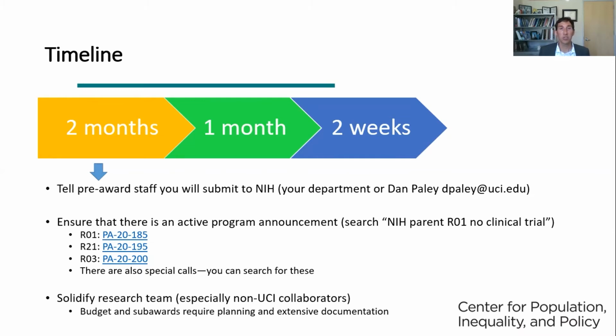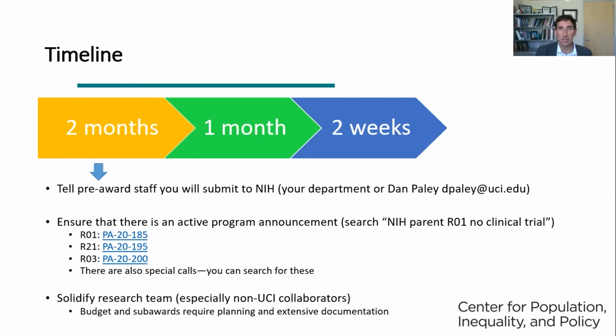And then you want to ensure there's an active program announcement. I give you some of the links there. You can always double check. These are the parent calls. So I tell you what to search just to make sure that NIH is still offering these general R01 and R21 and R03 announcements. And then solidify your research team, because making sure you have good sub-award contracts and budgets with non-UCI colleagues takes time. And so those are the things I would really start on, because they require the most back and forth to get done.